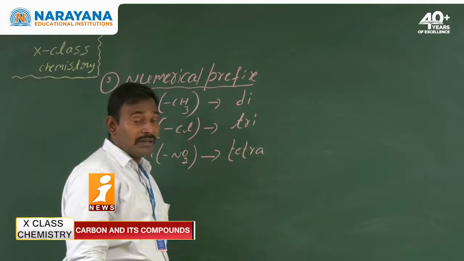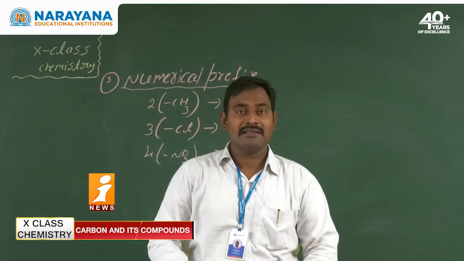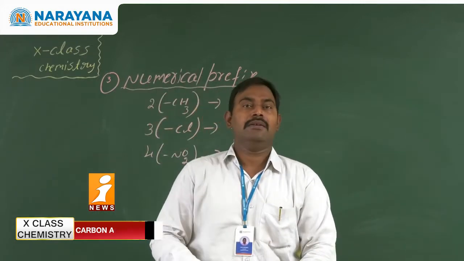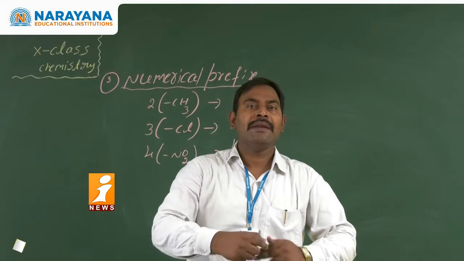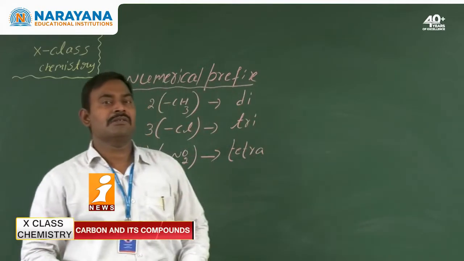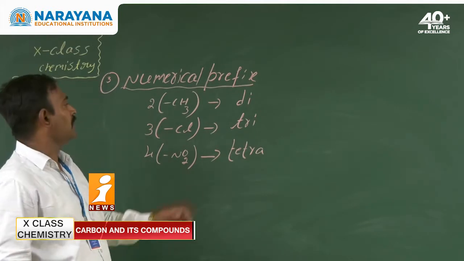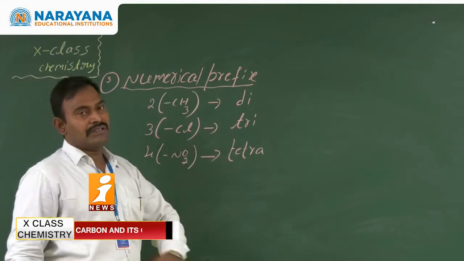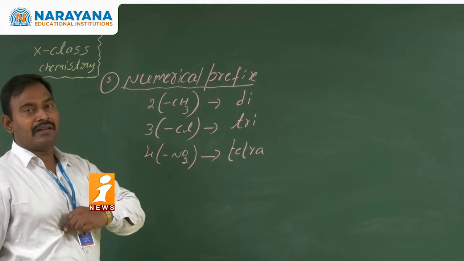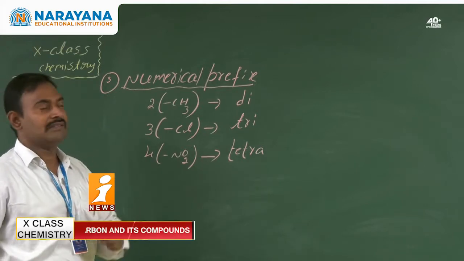That means the numerical prefix indicates the same substituent repeating more than one time. If it repeats 2 times, then the numerical prefix is di. 3 times, then tri. 4 times, then tetra. 5 times, penta, like that.